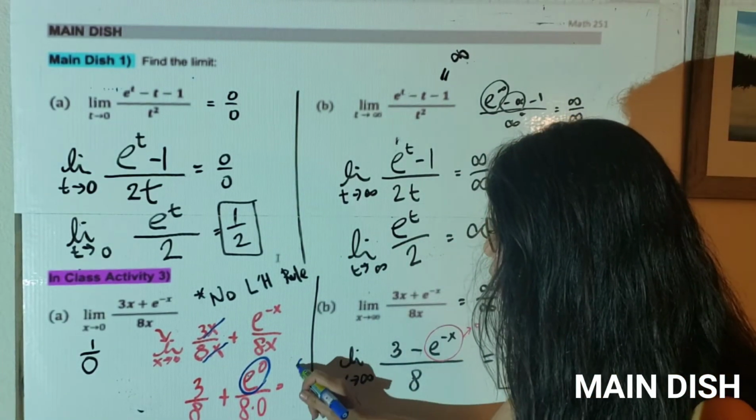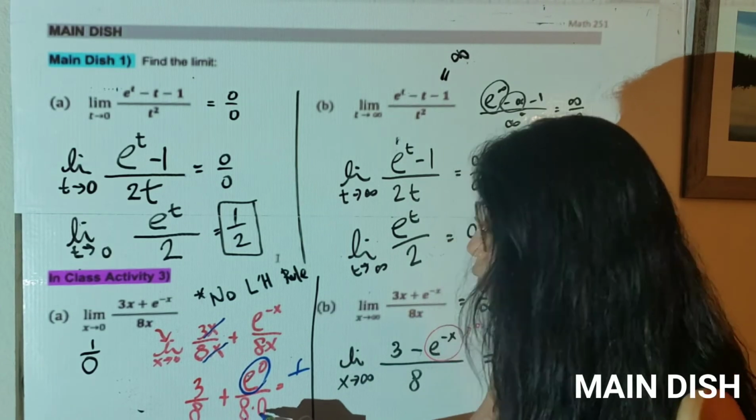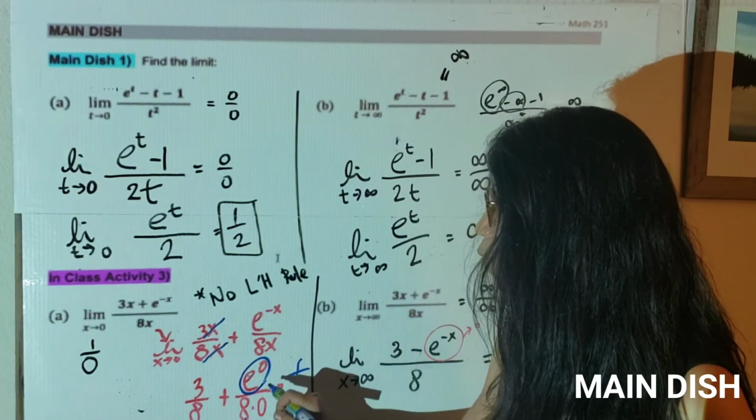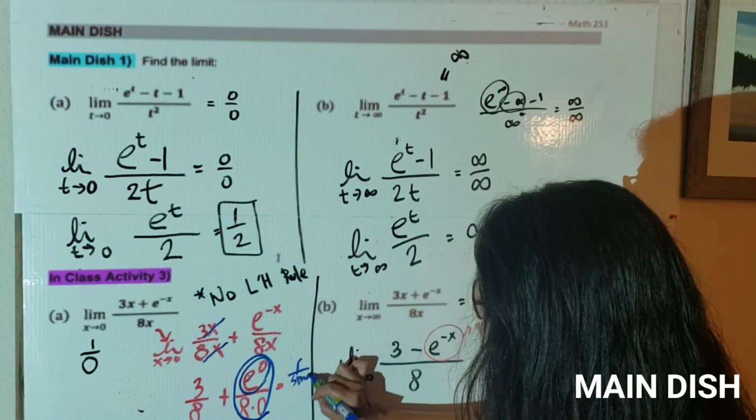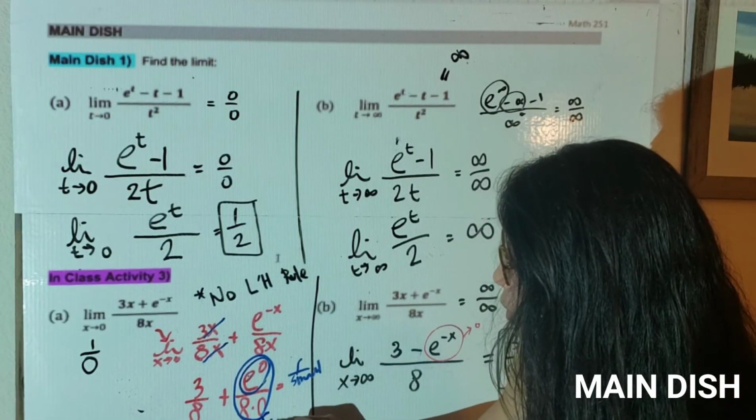So what is this? That will be 1 over, what is this? 8 times 0 means a very small number. 1 over a very small number becomes what? 1 over a small number becomes a very big number. So this becomes infinity.